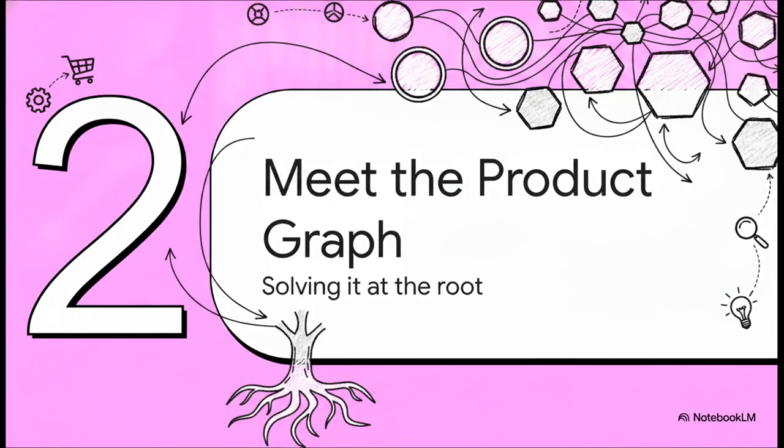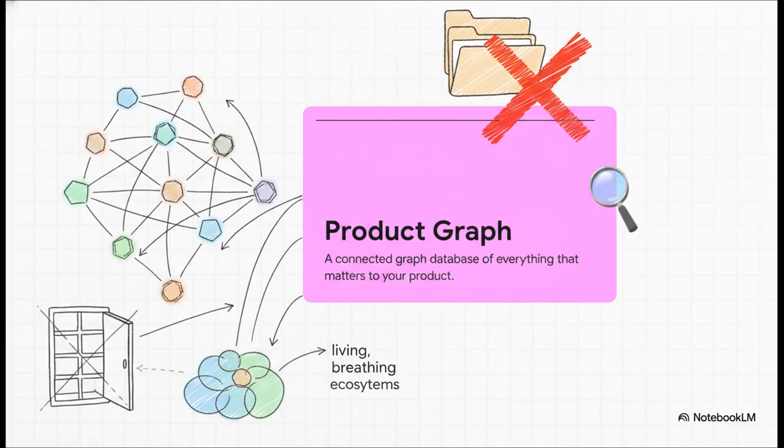Moving on to Section 2, meet the product graph, solving the knowledge problem at the root. Okay, so to solve this issue permanently, we really have to move away from static folders and traditional documents. And this is where Specky's design of the product graph comes in. By definition, a product graph is a connected graph database of everything that matters to your product. And this is a massive paradigm shift. We're not talking about a static filing cabinet where documents just go to sit in isolation. It's a living, breathing ecosystem where every single piece of data is completely aware of and connected to all the other pieces of data around it.